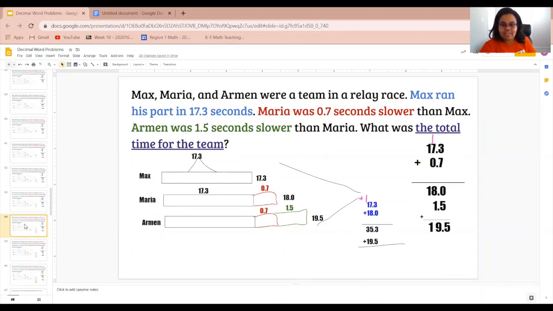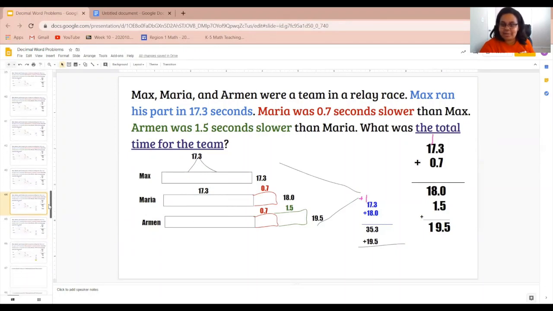I want you to try this part on your own. Go ahead and pause the video right here, take the time to solve that problem, and then I'll be back with the answer. All right, are you ready for the answer? If you solved that problem correctly, you should get an answer of 54 and 8 tenths. Great job with that problem. Let's move on to the next one.